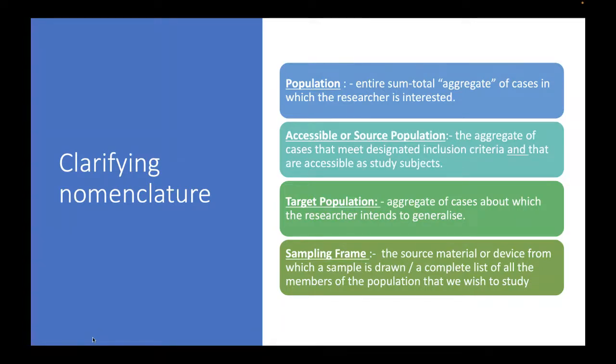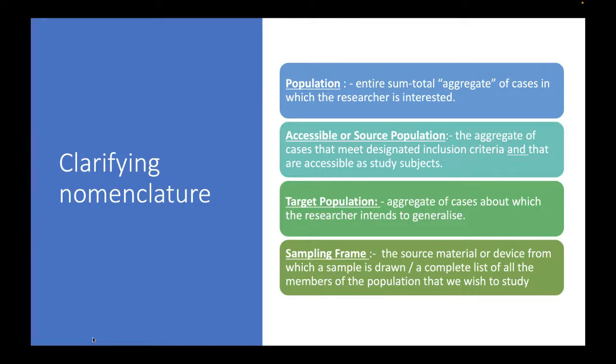So essentially, the word population alone refers to the entire group that you're interested in. So in my example, students. The word accessible or source population refers to that group out of the population, it's the people who meet your designated inclusion criteria. So if you're interested in young men, then it becomes young men who are your target population, because it is whom you want to generalize about.